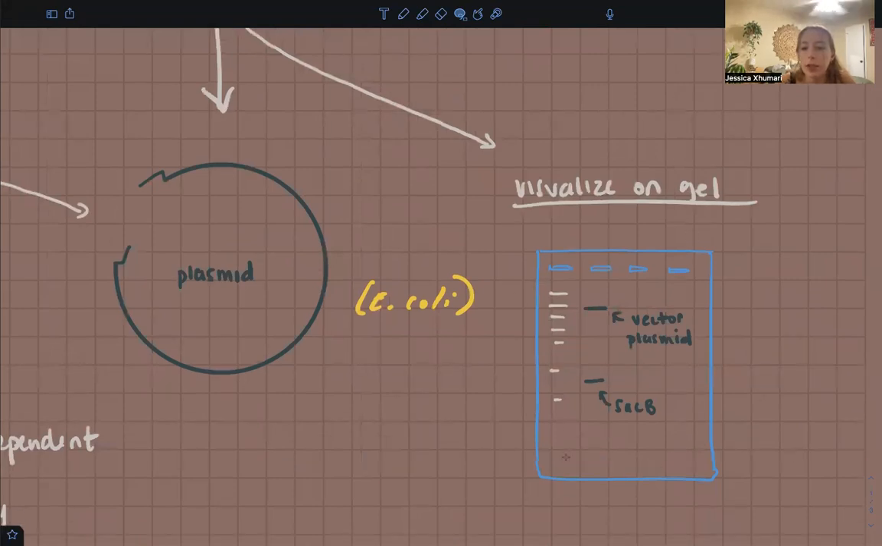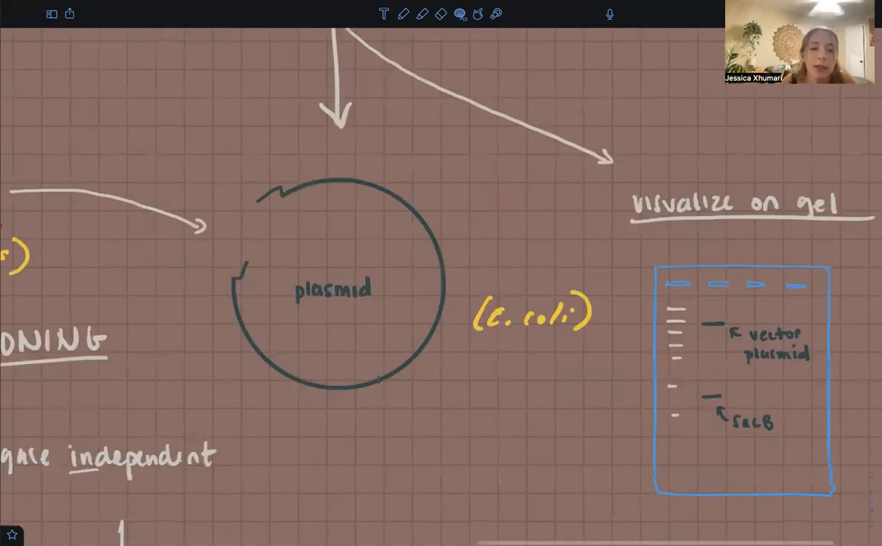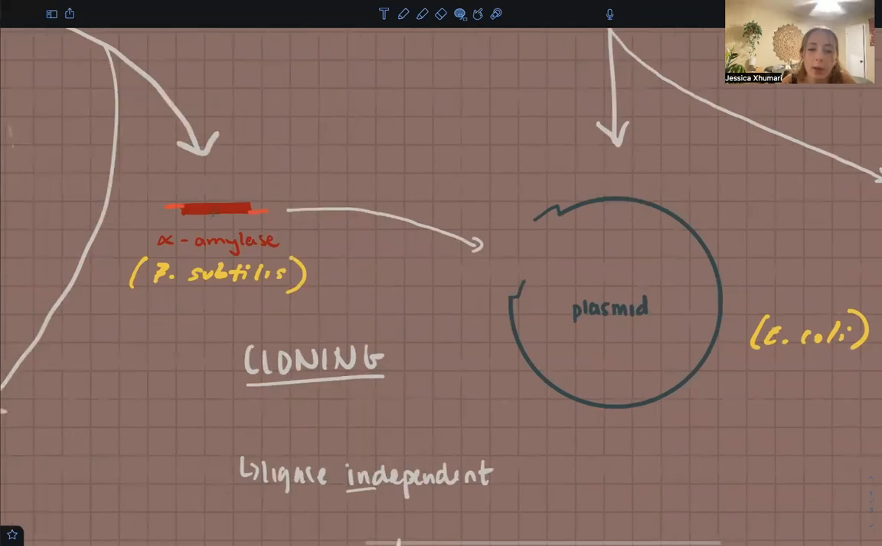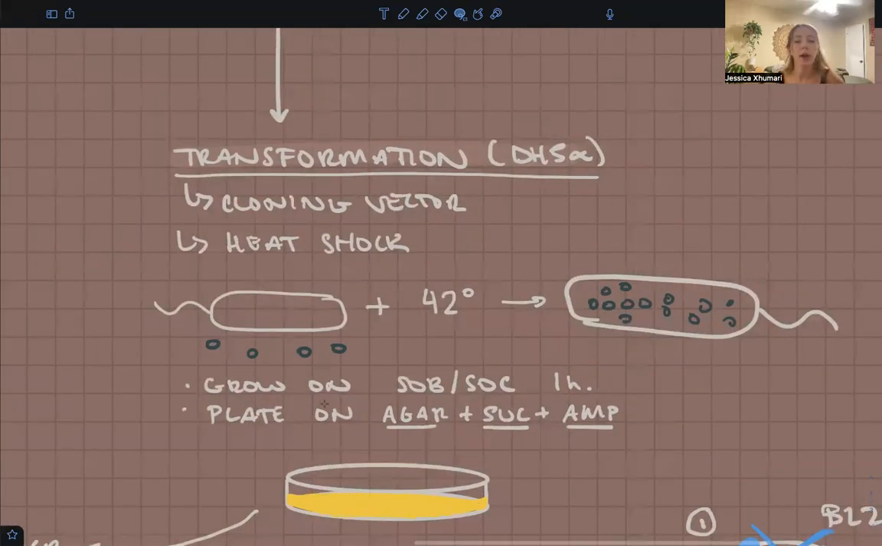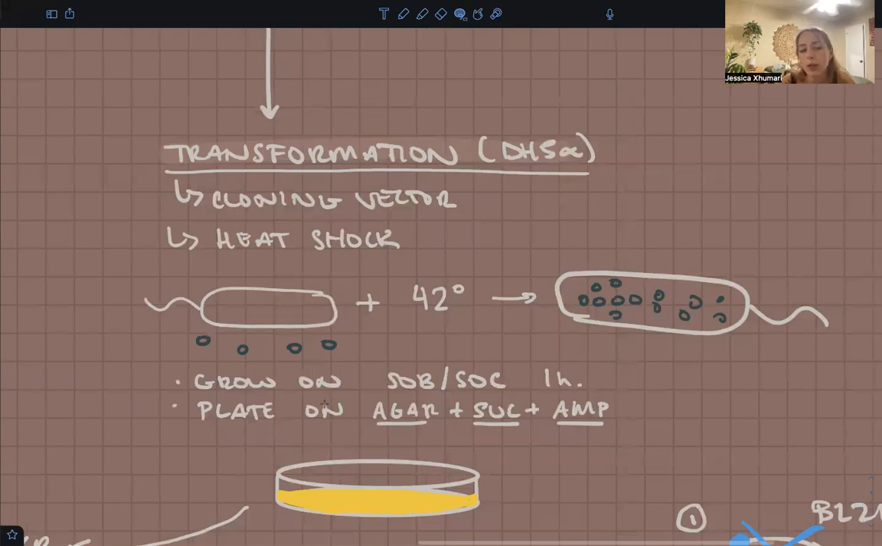All right, so if you visualize that on a gel, after you've cut out SACB, it should look like this. We have our linearized vector plasmid, and we have SACB cut out over here. Now once we do our ligase independent cloning, put our gene inside our plasmid, then we transform that into DH5 alpha. One thing I would want to really emphasize is, we do our heat shock transformation, right? And get those plasmids in our DH5 alpha strain. Our DH5 alpha strain is known as a cloning vector. It's good as a cloning bacterial strain.